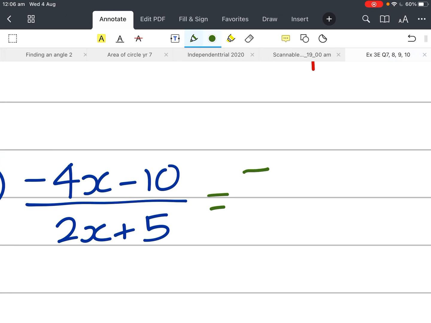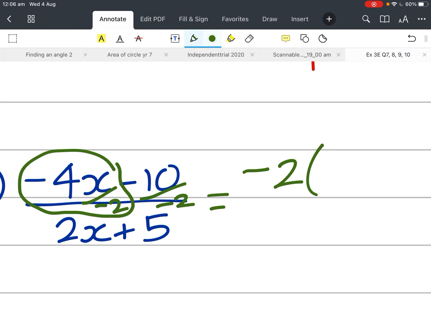What number goes into 4 and 10? Does 4 go into 10 evenly? No. So let's try and find a smaller number. Does 2 go into 4? Yes. Does 2 go into 10? Yes, it does. So that means I'm going to take a 2 out. Are there letters repeated in 4x and 10? No, so there's no letter to take out. Right, so let's divide this one by -2 and this one by -2.